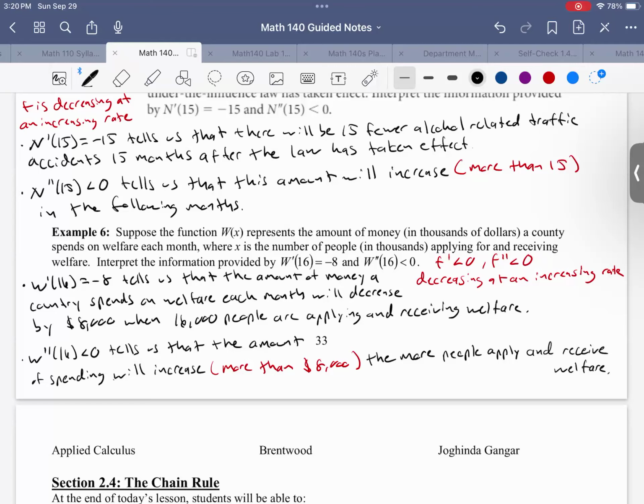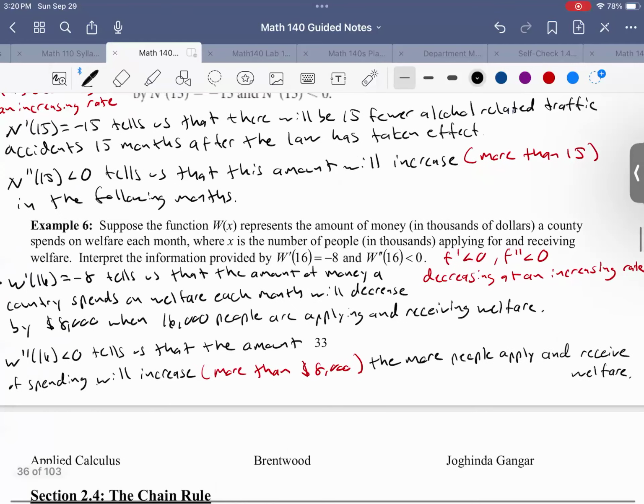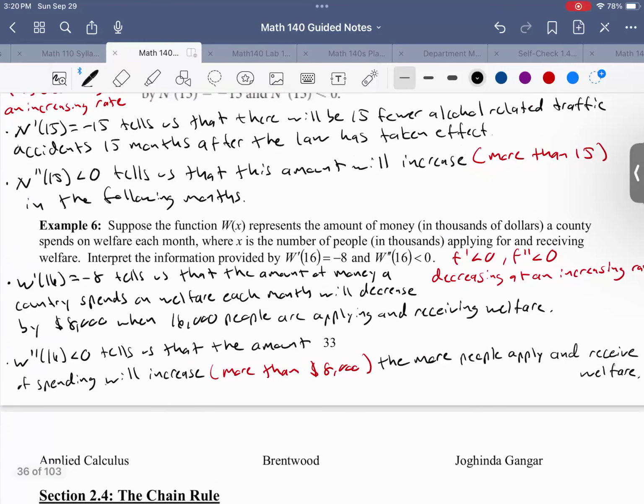Okay, welcome back. So here is a written out statement of this problem. Hopefully you got it at least sort of correct, but once again, you're taking it piece by piece and seeing if you can discuss how it's decreasing at an increasing rate. So what this first derivative, W prime of 16 equals -8, tells us is that the amount of money a country spends on welfare each month will decrease by 8,000 when 16,000 people are applying for and receiving welfare. So it's decreasing by 8,000.